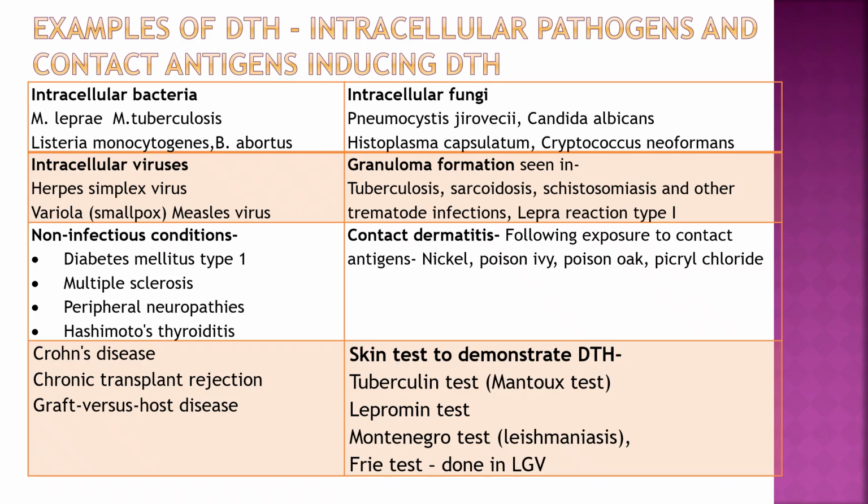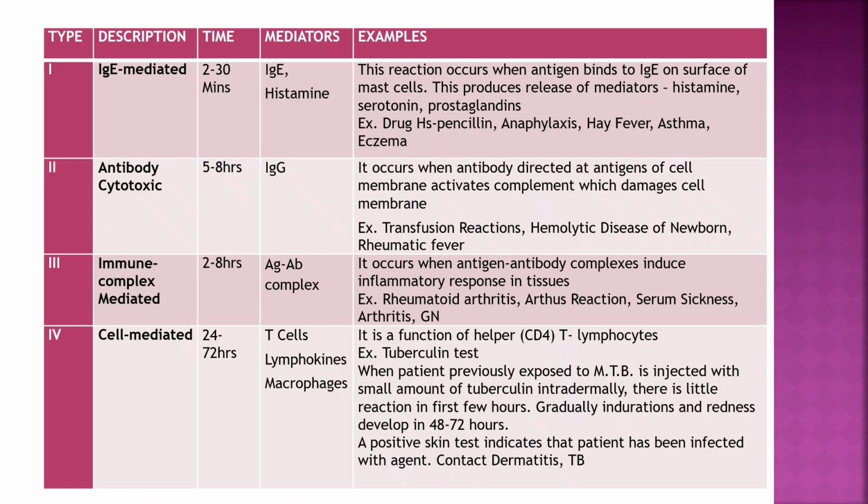Non-infectious conditions: diabetes mellitus type 1, multiple sclerosis, peripheral neuropathies, Hashimoto's thyroiditis, Crohn's disease, chronic transplant rejection, graft versus host disease. Contact dermatitis follows exposure to contact antigens: nickel, poison ivy, poison oak, picryl chloride. Skin tests to demonstrate DTH: tuberculin test, that is Mantoux test, lepromin test, Montenegro test in leishmaniasis, and Frei's test done in LGV. To summarize, hypersensitivity reactions are mainly of two types, immediate and delayed.